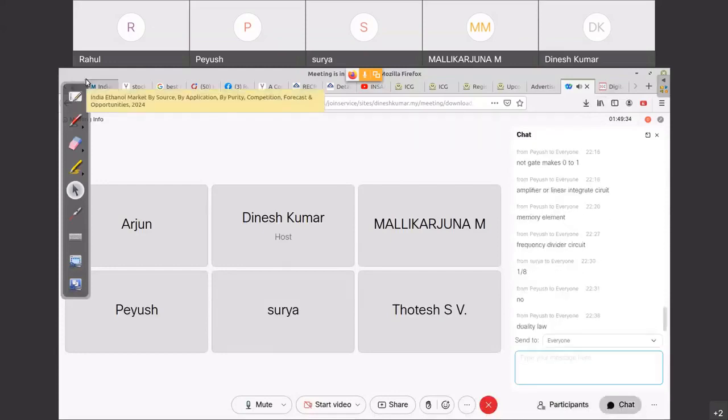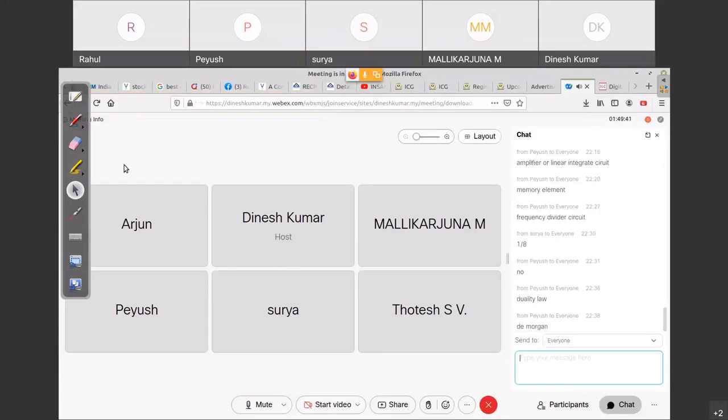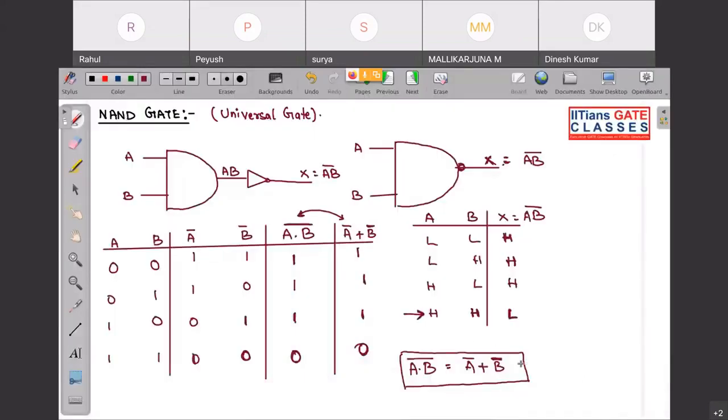No, it is not duality law. De Morgan, very good. So it is De Morgan rule. You can see A dot B complement is equal to A complement plus B complement. So this is your NAND gate.